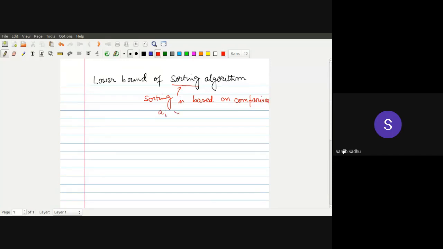Will show the lower bound of a sorting algorithm, where this sorting is based on comparisons. Means when you sort the numbers, you will compare whether AI is greater than AJ or AI is less than AJ, like this.